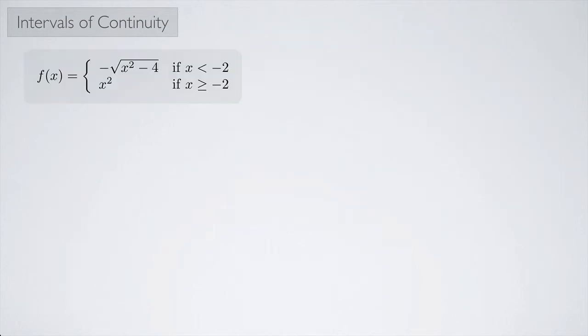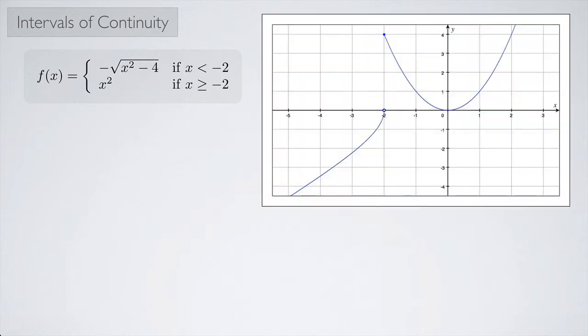Here's another example. Consider the function f of x equals, a piecewise function, negative the square root of x squared minus 4 if x is less than negative 2, and x squared if x is greater than or equal to negative 2. And I'll give you the graph for this one first, since this one's a little more complicated.